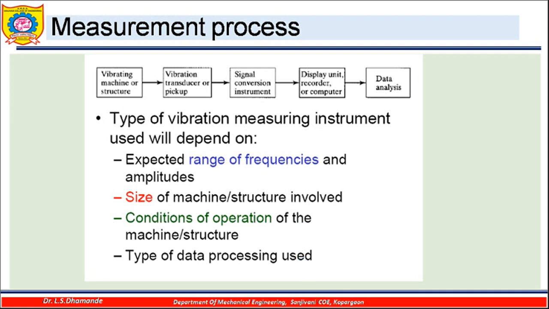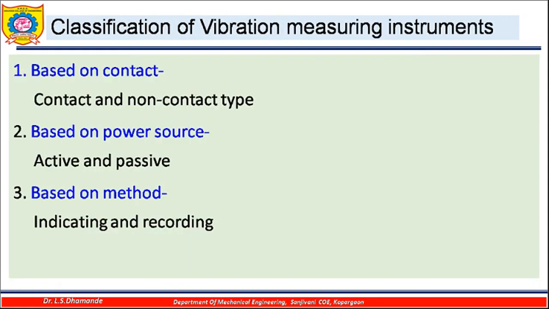Let us see the classification of vibration measuring instruments. You will see that there are three types of classification as shown here. First is based on the type of contact. There are contact type instruments and non-contact type instruments. Contact type instruments are directly mounted over the machines, and non-contact type instruments are kept away from the machine. They do not make any kind of contact with the machine.